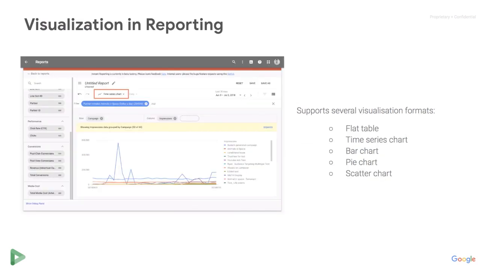Another thing that is really interesting in here, you can use different types of charts. So it's not only about the flat table that you can download as a CSV file and then, for example, analyze from there, but you can also use a time series chart, bar chart, pie chart, or a scatter chart. So you can visualize your data in a really nice way and share it with your clients.